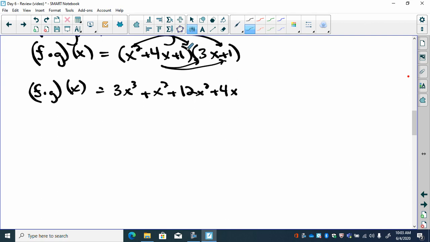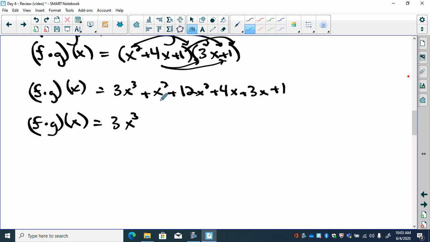So everything in this bracket gets multiplied by everything in the second bracket. That gives me a 3x. That gives me a 1. When I combine my like terms, I have this 3x cubed all on its own. I've got an x squared and a 12x squared for a 13x squared. I've got a 4x and a 3x for 7x, and I've got this plus 1. So there's the 13x squared, there's the 7x. That's how I got it.